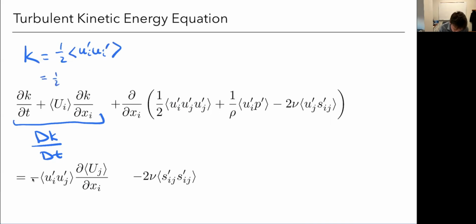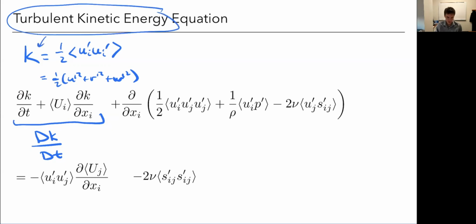So if I was to write it out specifically in Cartesian coordinates, let's just write it out like this: 1/2 (U prime squared plus V prime squared plus W prime squared). So in other words, it's the kinetic energy associated with these velocity fluctuations. We call this the turbulent kinetic energy. So this is the turbulent kinetic energy. It's K. It's the most fundamental quantity in turbulence.